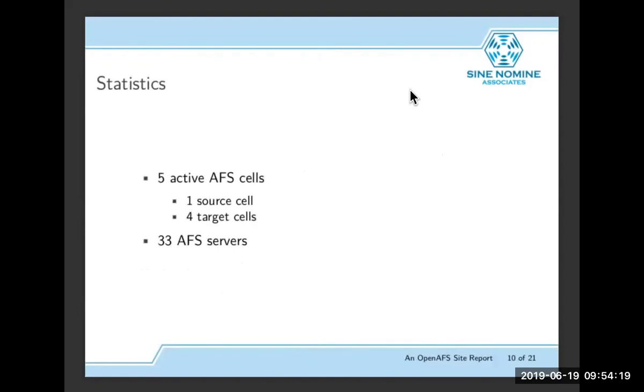Statistics: there are 5 active cells at Sunrise. We have a single source cell, which is like the master cell, and then there are target cells. Data is propagated out from the source cell and exported into the target cells, and CellCC is the software that's managing that. And in total there are 33 servers. So it gives you an idea of the kind of scale we have.